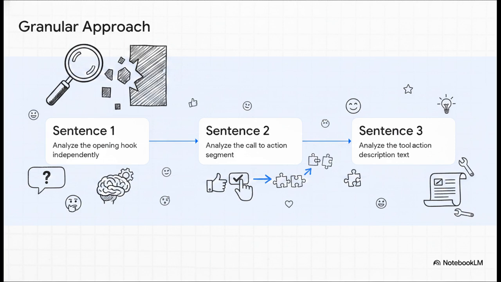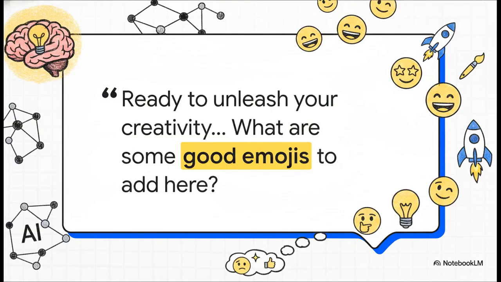Doing this forces the AI's reasoning engine to narrow its focus drastically. Let's watch how its context shifts when we analyze sentence 1, then sentence 2, and then sentence 3, completely independently. Let's start right at the beginning. We've isolated just the opening question. Ready to unleash your creativity with AI? And we explicitly ask the AI, what are some good emojis to add to this part of a tweet?